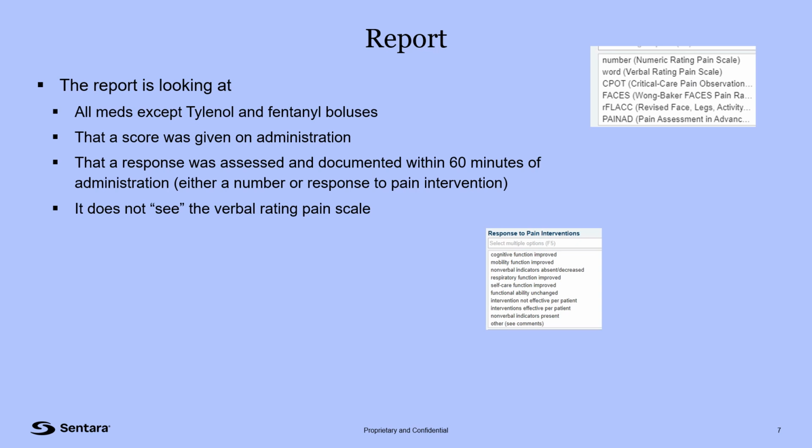So we've been talking about this report, and I'm going to show you a picture of it. The report is looking at all meds except for Tylenol, because we know we give a ton of Tylenol for fever, and it's also not looking at fentanyl boluses. We're looking for a number score given on administration, and again, it's not pulling that verbal rating pain scale in, and that a response was assessed and documented within 60 minutes of administration, so either the number or the response to pain intervention. And again, I know I'm beating a dead horse, it doesn't see that verbal rating pain scale.